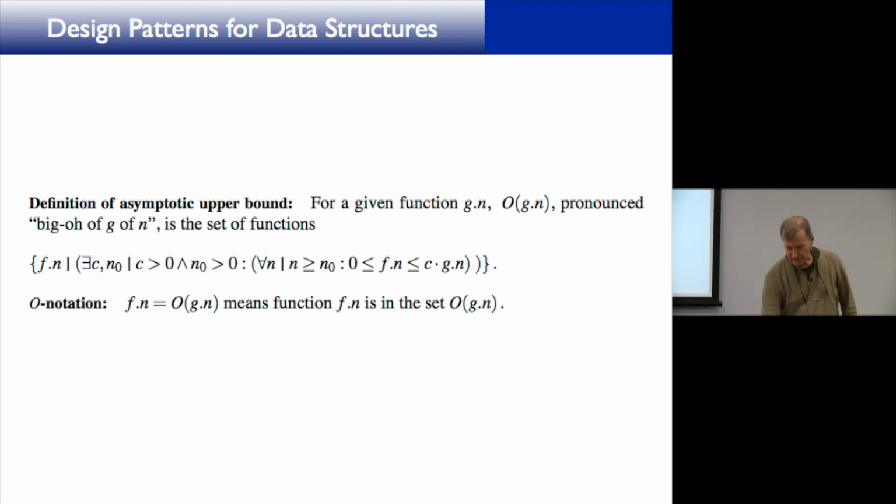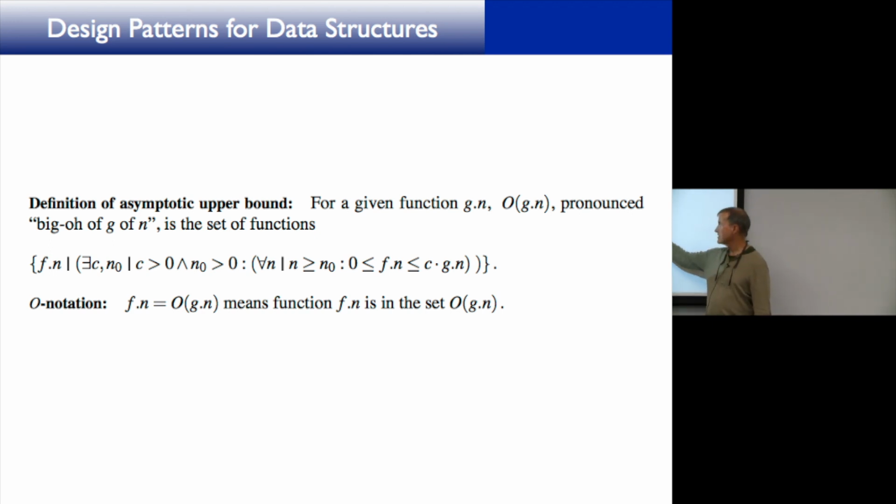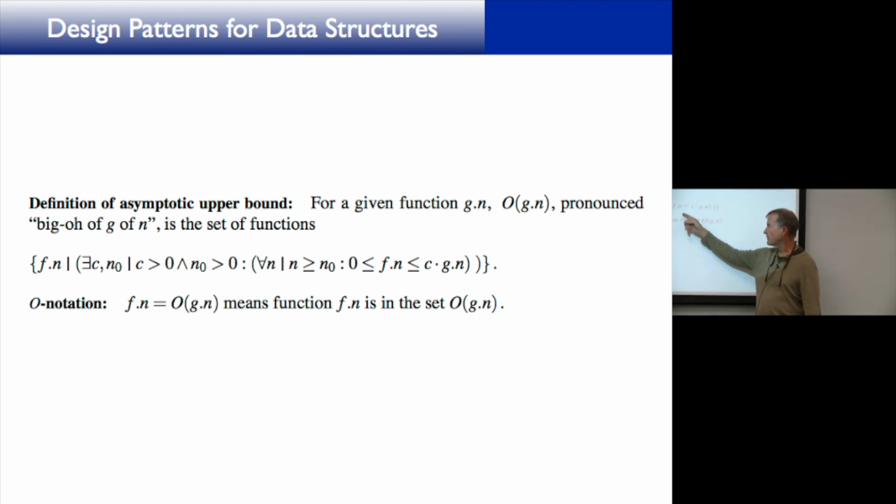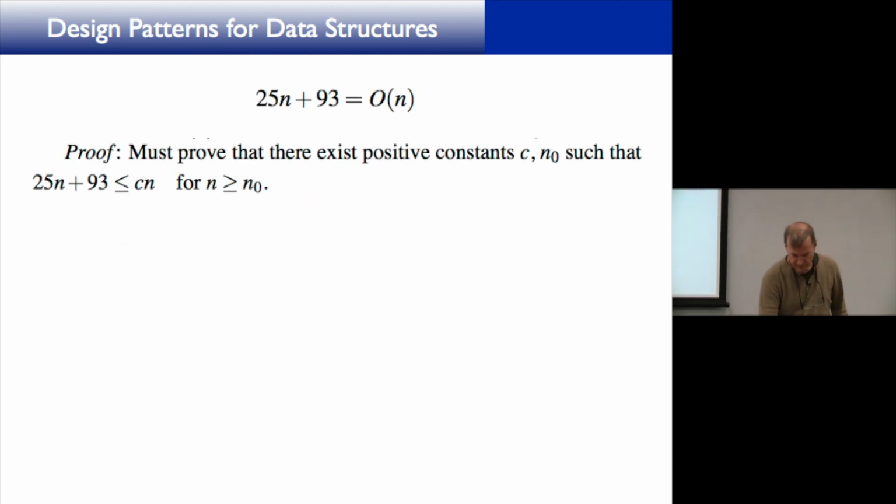So coming back to the previous slide, what we're saying is this part: f(n) is less than or equal to c times g(n). In this case, our f(n) is 25n + 93, and g(n) is n, and so 25n + 93 is less than or equal to c times n for n greater than or equal to n naught. Is everybody clear? So this is what we have to prove. All you have to do is write this down at the beginning and then just do it.